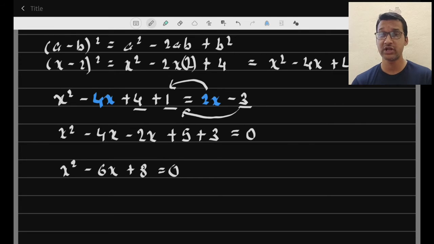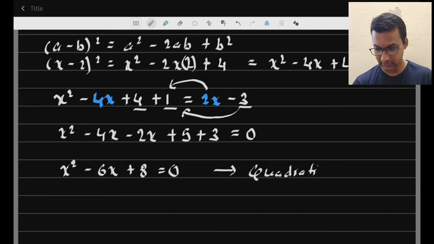Now we can write x square minus 6x plus 8. Now this is in a standard form. First x square is there, then x is there, then only a number is there. This is the standard form. As we can see, the highest power of the variable is 2. So this is a quadratic equation. So the answer is yes, it is a quadratic equation.